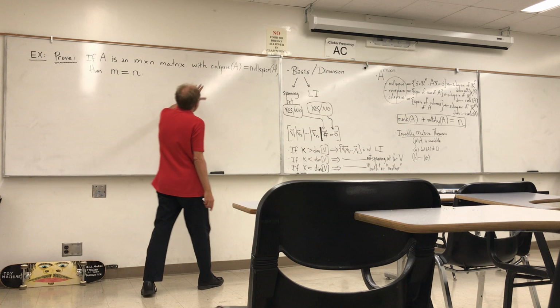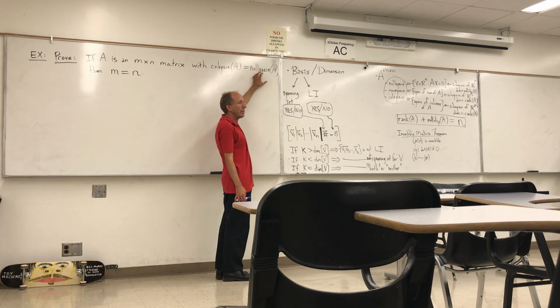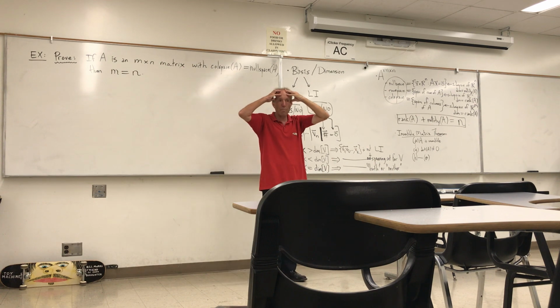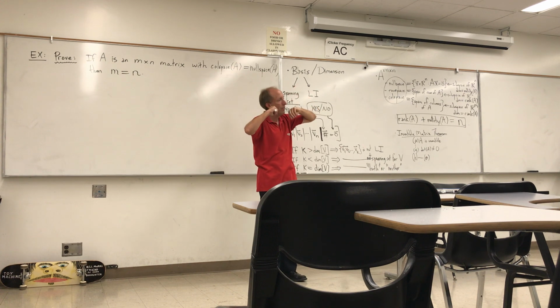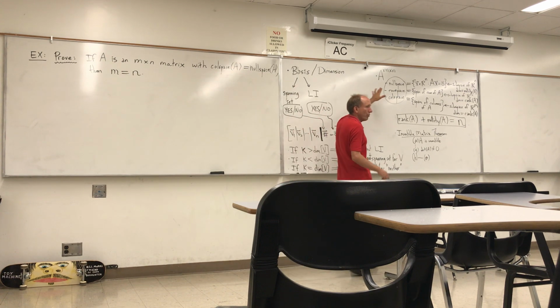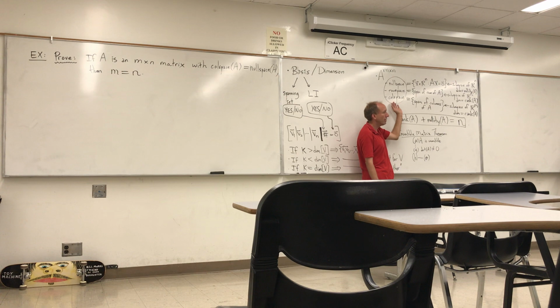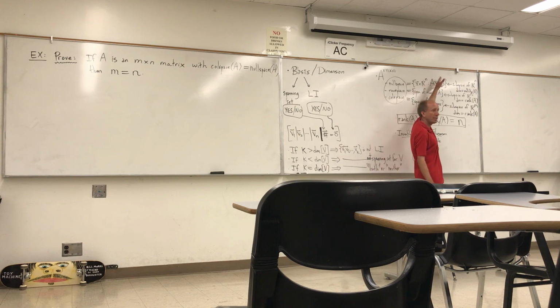But we're saying if the column space and the null space are the same, then M is equal to N. So you just need to stop and kind of pause, take a breath, think about what is the column space, what is the null space, and what do I know about them. So I've got it kind of on the board over here, right? The column space, what is it? It's the span of the columns, okay. The null space, well, that's the solutions to this system, right?